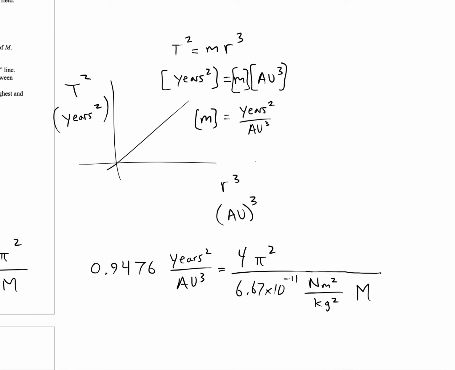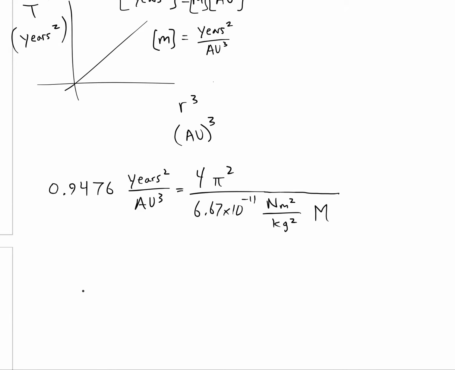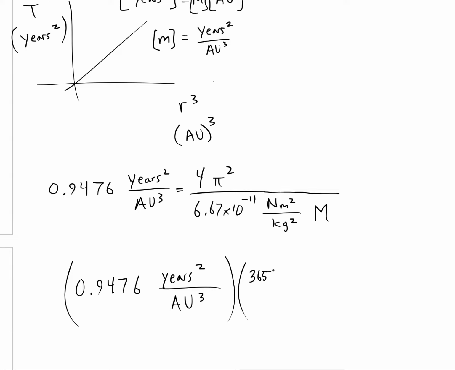So what I would do then is rewrite our problem and let's convert the slope to the units we need, which is going to be seconds. So you figure 365 days per year. You gotta square that though, because years is squared. 24 hours per day. Square that. 3600 seconds in an hour, and square that.